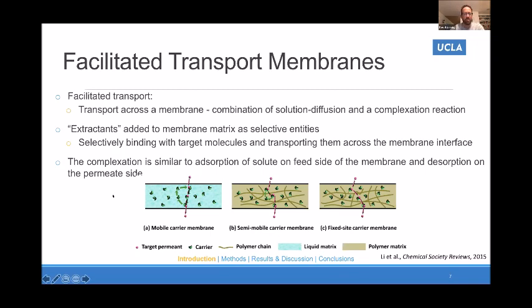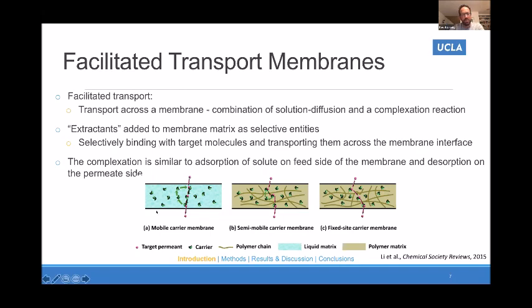And over the years, people have developed three main kinds of these facilitated transport membranes. You have membranes with a mobile carrier, where the extractants can actually move around. So when your target absorbs onto your extractant, the extractant will diffuse across your polymer matrix, and then finally your target will desorb on the other side based on some sort of gradient. It could be either an electrical field, it could be a concentration gradient, it doesn't really matter.